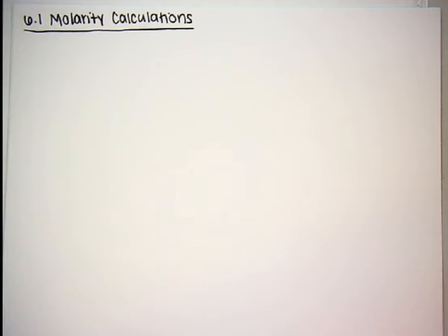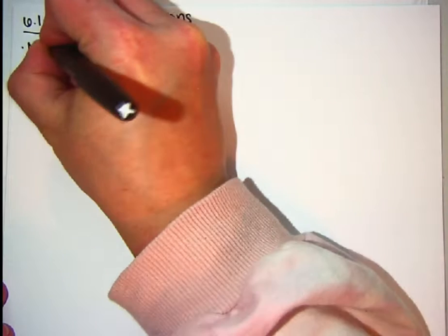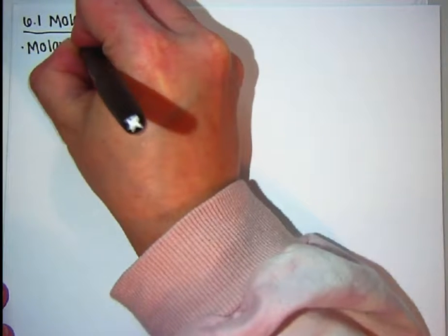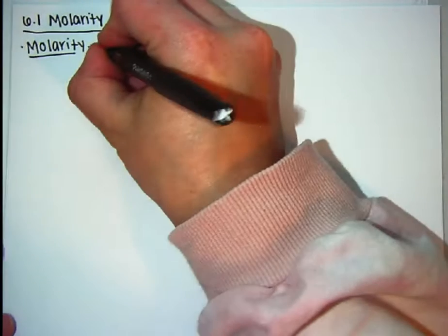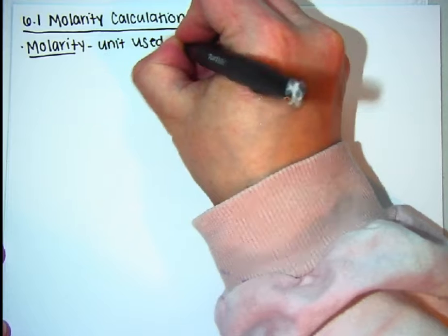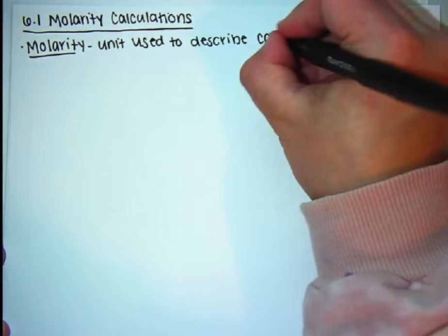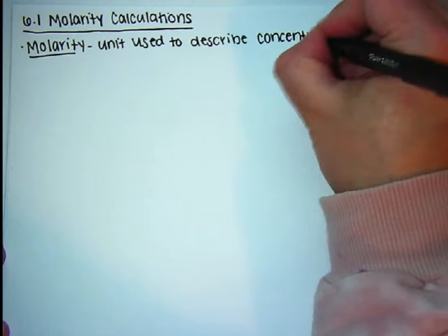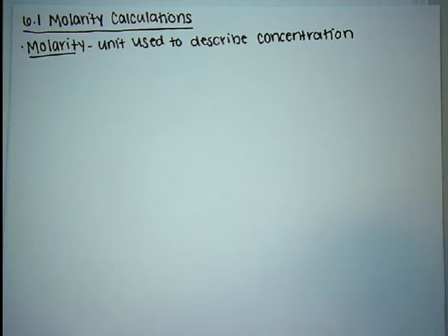In this lesson, we're going to cover Unit 6, Standard 1, and our topic is going to be molarity calculations. So first, let's start by discussing what is molarity. Molarity is just another word for concentration. It is the unit used to describe concentration. So when we're talking about how concentrated or dilute a solution is, we're going to use molarity to describe it.